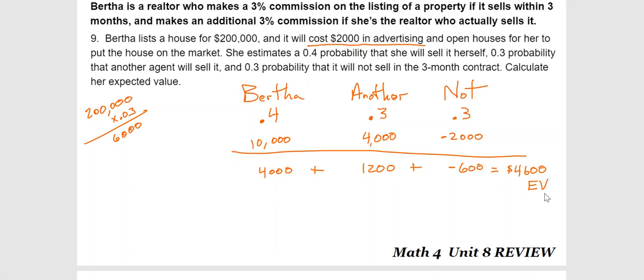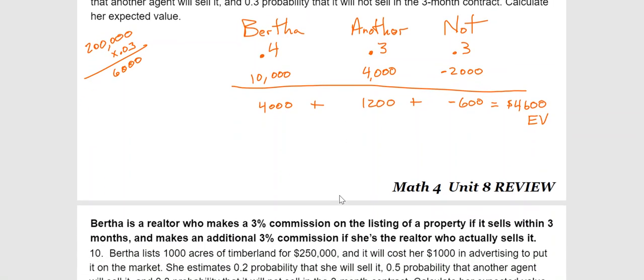So again, that sounds pretty good as an expected value. There is also the fact that between the 40% of her selling it and 30% of somebody else selling it, that's a 70% chance that she will walk away with a check of some sort. It's either going to be a $10,000 check or a $4,000 check, neither of which are too shabby. So the numbers seem to be in her favor on this one. It would be worth the $2,000 because she's got a 70%. That's almost 2 to 1 odds of getting it back and then some.